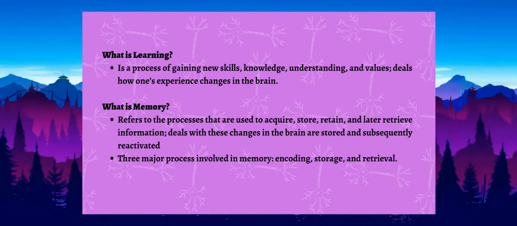So how does memory work? There are three main processes that characterize how memory works, and these processes are called encoding, storage, and retrieval. Encoding refers to the process through which information is learned, how information is taken in, understood, and altered to better support storage.